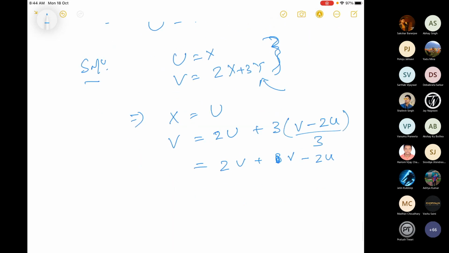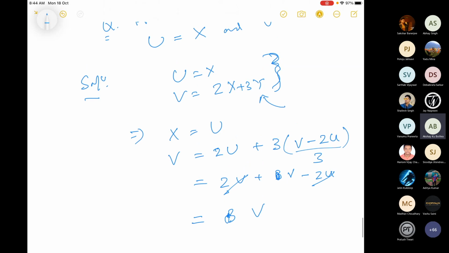So this will be something like what? 3. No, this will get cancelled. V. Is that no? What am I doing here? Sir, you are writing v again. We have to find y, I am saying, sir, about the y value. Y is equal to v minus 2u by 3, he said.